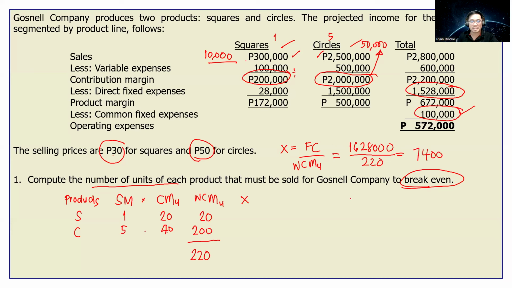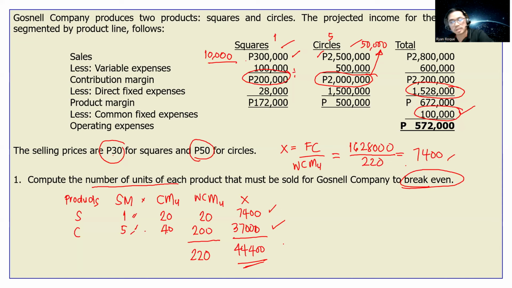So we will be able to get the composite break even of 7,400. And then the last step would be to multiply the composite break even by the sales mix. So 7,400 times 1 for squares. So we should be able to sell 7,400 squares. And 7,400 times 5, so how many is that? We need to sell 37,000 units of circles to break even. All in all, we need to sell 44,400 units of all the products. But the question is for each product. So again, 7,400 for squares and then 37,000 for circles.